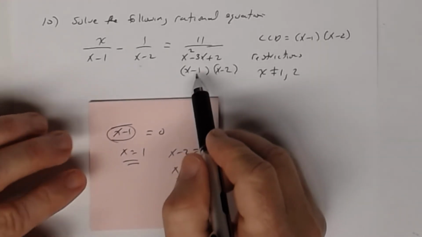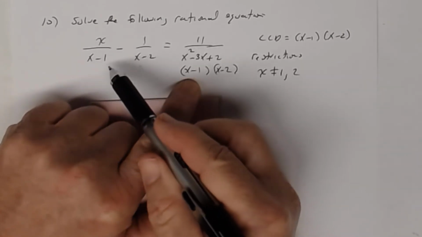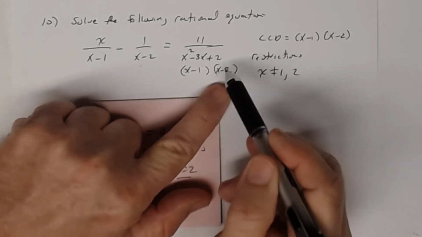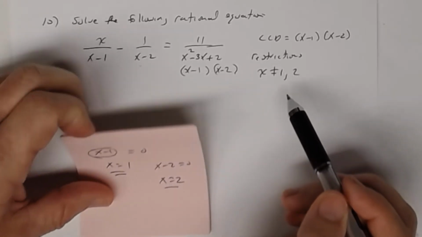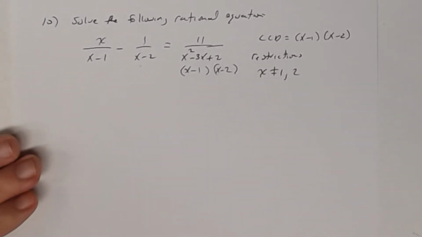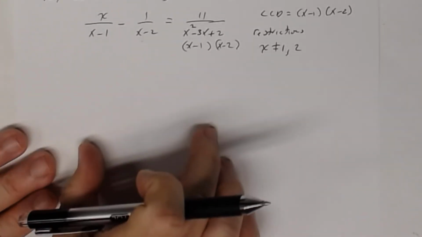And then you keep on going. You already found this one. X minus 1, same as this one. So that's going to be 1. X minus 2, same as this one. So that's going to be 2. So there's only two restrictions. Okay? All right. And now here's the work.